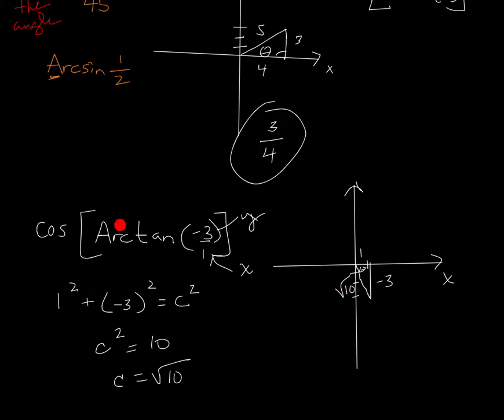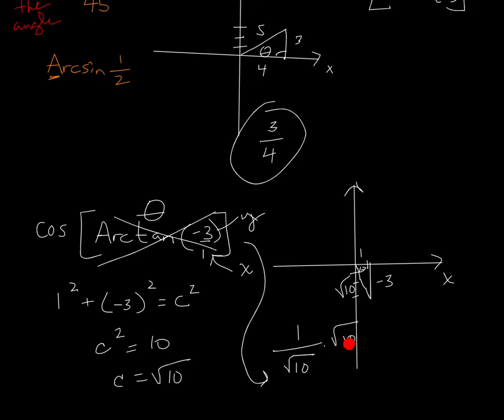So we build our angle. Now we don't care about this. We want the cosine of theta. Cosine is adjacent over hypotenuse. So this answer is going to be adjacent, which is 1 over the square root of 10. And then we rationalize it, right? You don't want to leave it illegal. And so you get square root of 10 over 10. Okay? That was a little tricky.